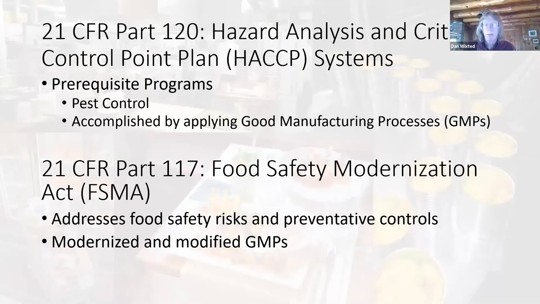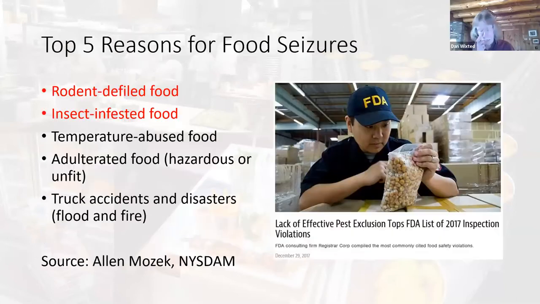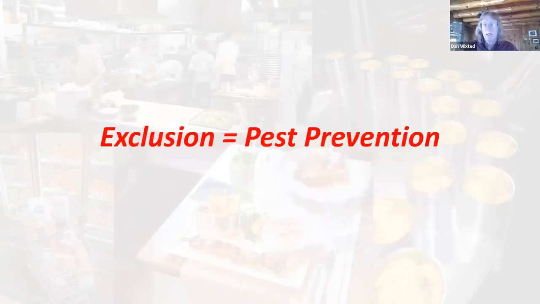So this is why HACCP and FSMA talk about pest management as part of prerequisite programs and preventive controls. Next. And it's not just hypothetical. We go to the next slide over here. Department of Ag and Markets has shown that rodent-defiled food and insect-infested food are among the top five reasons for food seizures in the state. And the reason this is happening, FDA finds year after year that lack of effective pest exclusion tops the violations they find in their food inspections.